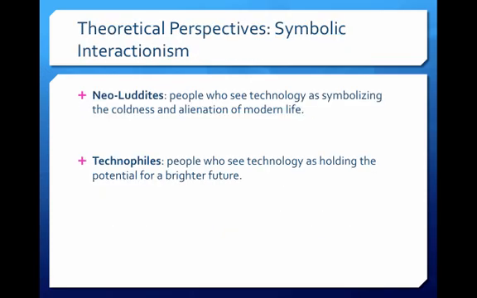Now, if you are a symbolic interactionist, you are all about the symbols and the ways that symbols can change and are interpreted through and interpreted by media and technology. And when it comes to a symbolic interactionist and looking at the sort of effects that the symbols of media and technology can have in our society, there are two camps. There are neo-Luddites and there are technophiles. A neo-Luddite is somebody who sees technology as symbolizing coldness and alienation of modern life. These are people that are concerned with how much we're looking at our phones each day.